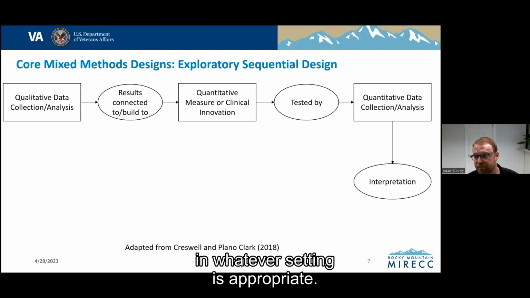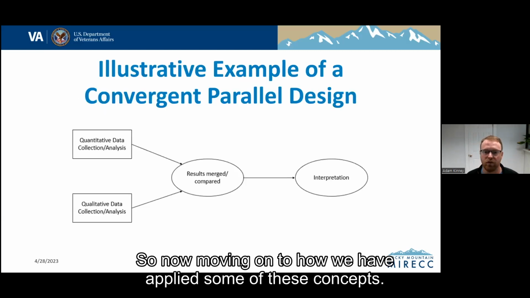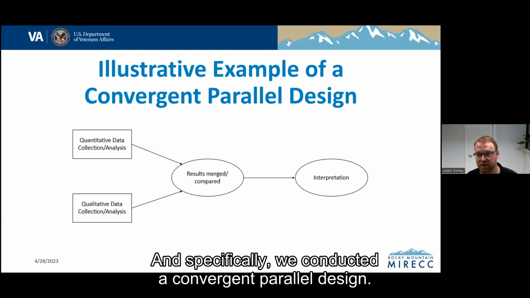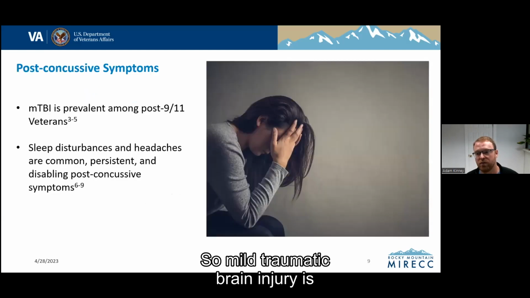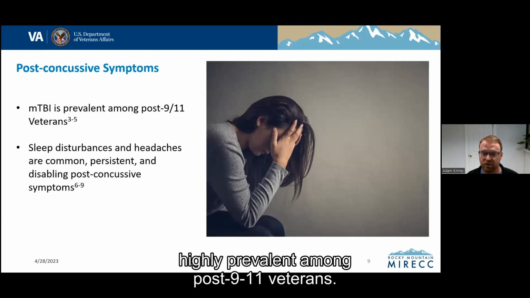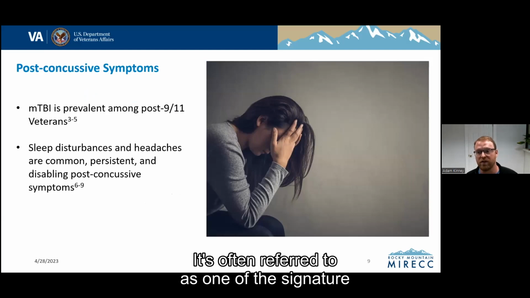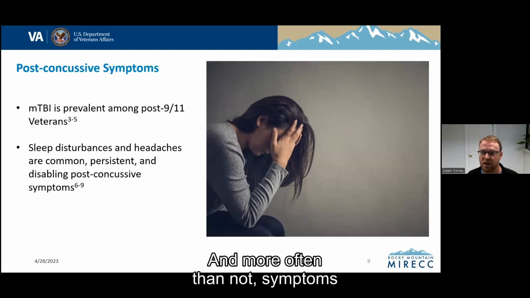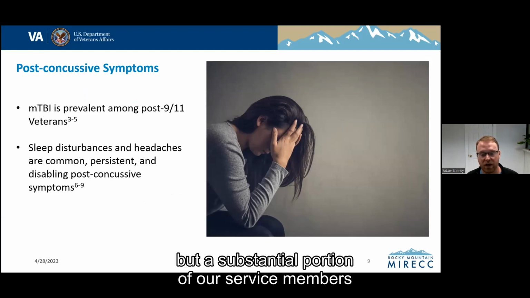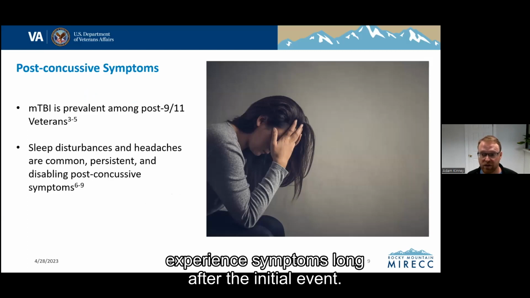So now moving on to how we have applied some of these concepts, and specifically we conducted a convergent parallel design. Mild traumatic brain injury is highly prevalent among post 9/11 veterans. It's often referred to as one of the signature injuries of the conflict. And more often than not, symptoms resolve after the initial injury event, but a substantial portion of our service members experience symptoms long after the initial event.